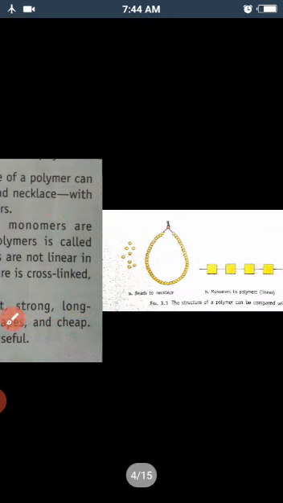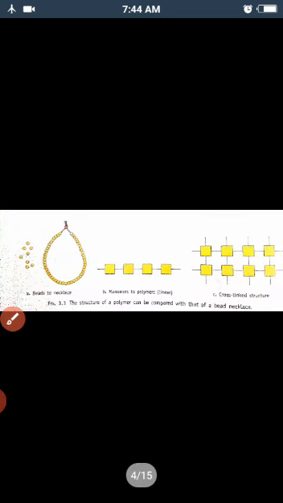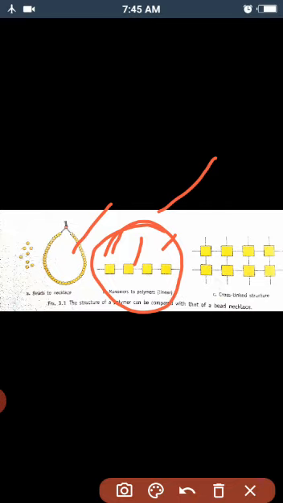Next, you see the beads of necklace. In this first structure, the first monomer is connected to another monomer in a straight line, so that is called a linear structure. In the second one, the first monomer is connected to the second monomer, but it is also cross-connected to another monomer. So this structure looks like a cross-linked structure.